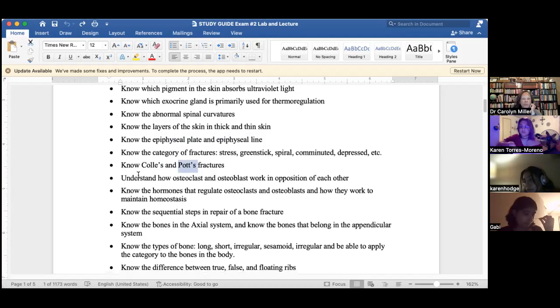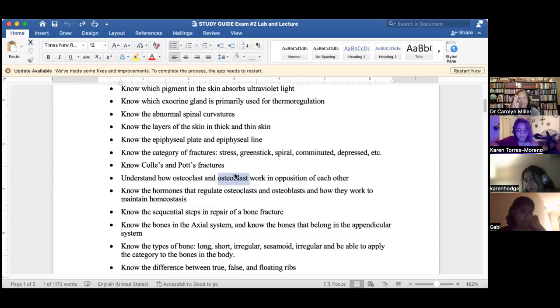That's fractured. Understand how osteoclasts and osteoblasts work in opposition. First of all, you need to know they work in opposition. Osteoclasts are stimulated by parathyroid hormone, PTH. So PTH increases osteoclast activity and it will decrease osteoblast activity. Calcitonin increases osteoblast activity and decreases osteoclast activity.